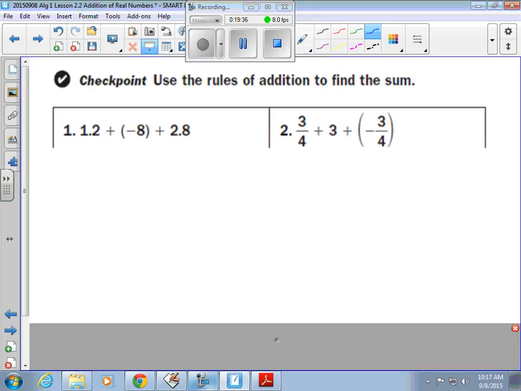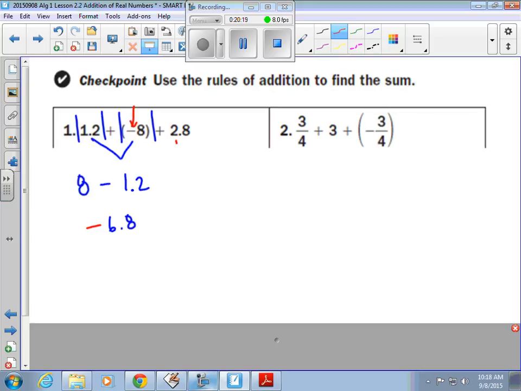And then the checkpoint at the end says to use the rules of addition to find the sum. Okay. Rules of addition right here. Very, very simple. We have opposite signs right here. Positive 1.2 plus negative 8. So since they're opposite, subtract the absolute values: the absolute value of this is 8, it's the larger one, minus the absolute value of this, 1.2. So 8 minus 1.2 is going to be 6.8. And then since 8 is the larger absolute value and it was negative, it'll be negative 6.8.